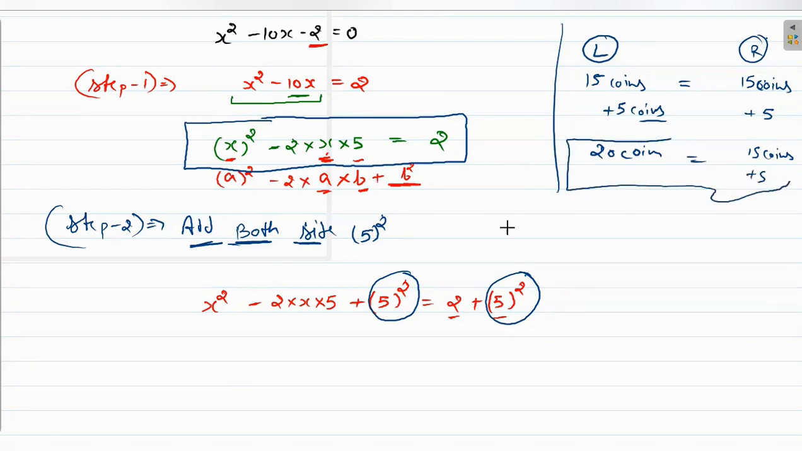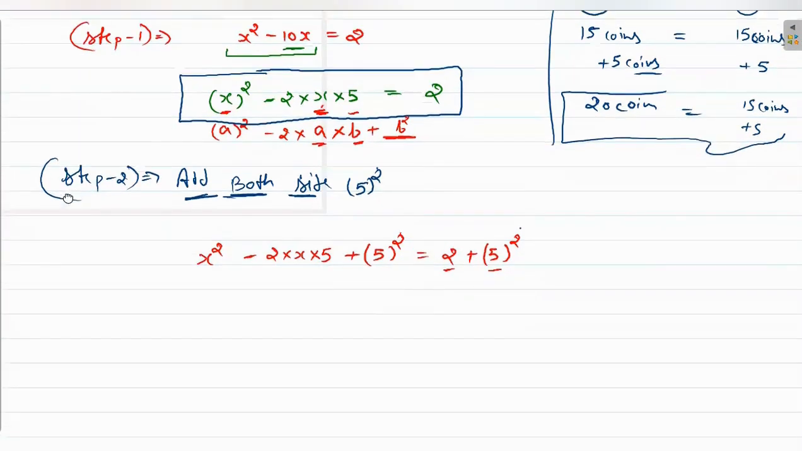So that is the same situation we are following here as well. To balance these equations, what are we doing? We are adding the same numbers to both of the sides, okay? Get it?